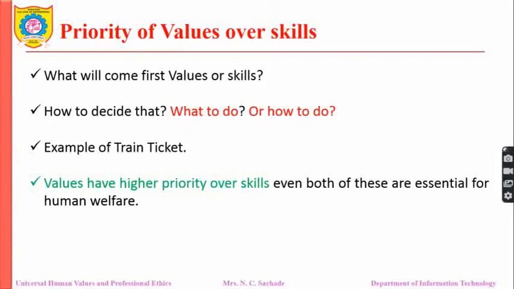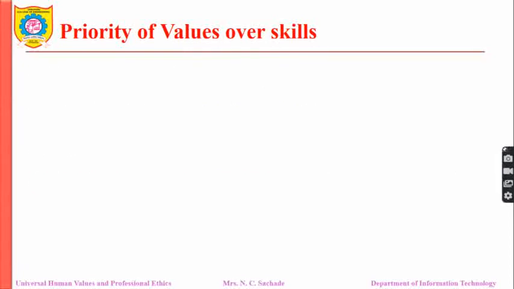I know that I want to reach somewhere, but if I do not know how to go there, it is useless. I know how I want to travel, but I am not sure of my destination. Of course, then it is out of question. So if we consider the priority of values over skills, then of course values have higher priority.